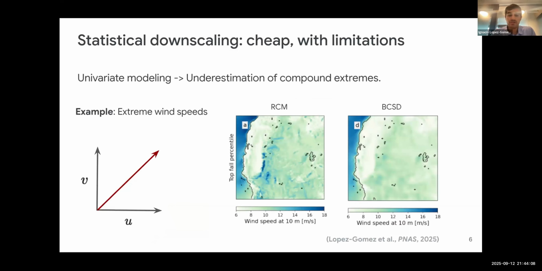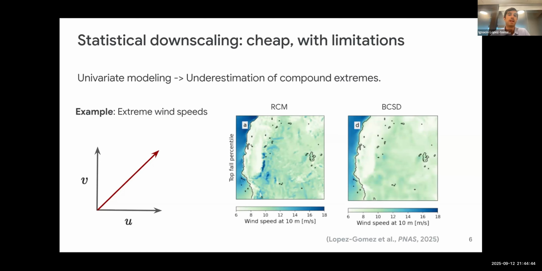Another limitation of traditional statistical downscaling methods is that, because they use simple statistical models, they typically tackle one variable at a time. So they perform univariate modeling of climate fields. And this can lead to issues, and in particular, one important problem of this approach is the underestimation of compound extremes. As an example here, I'm showing the wind speed magnitude.